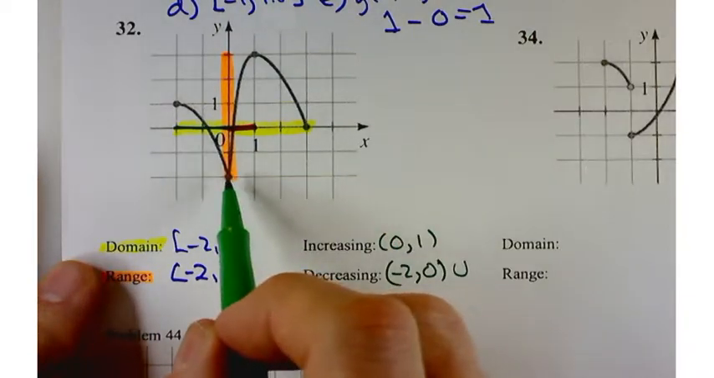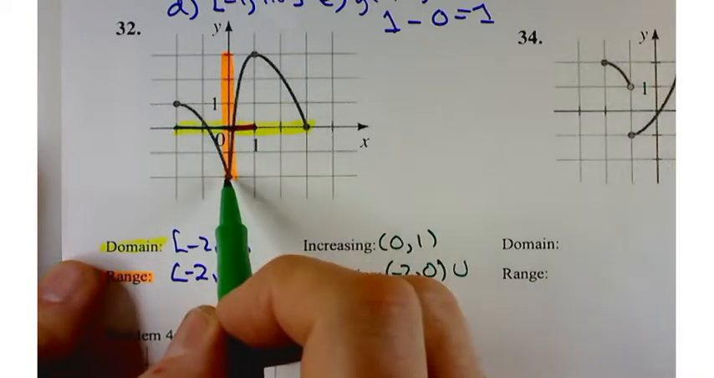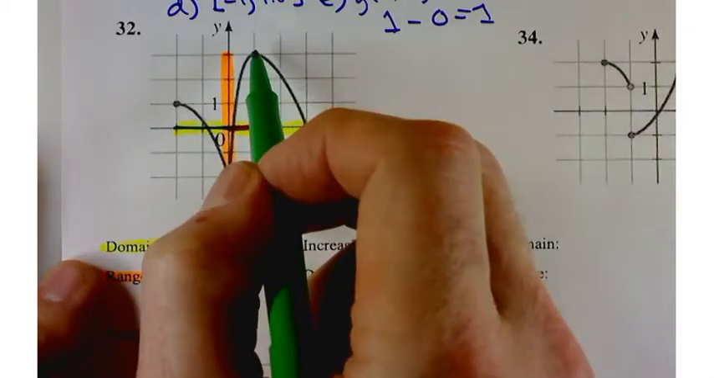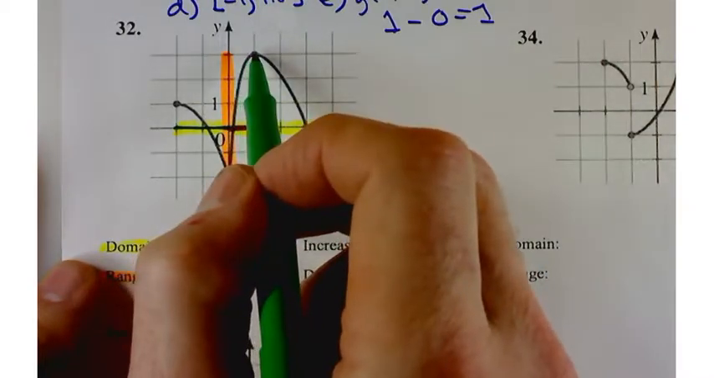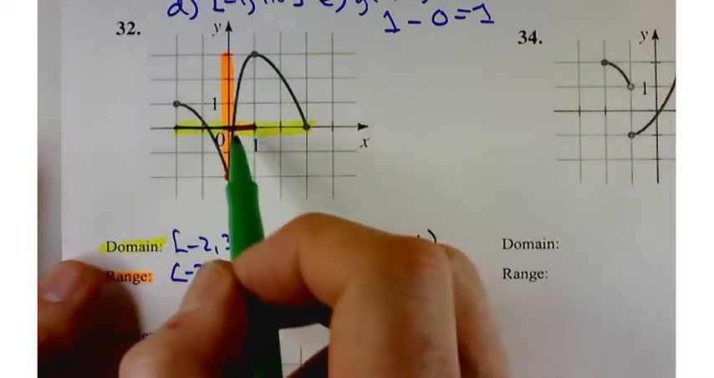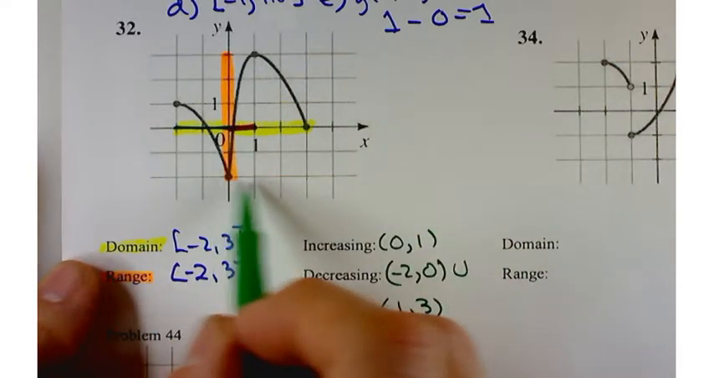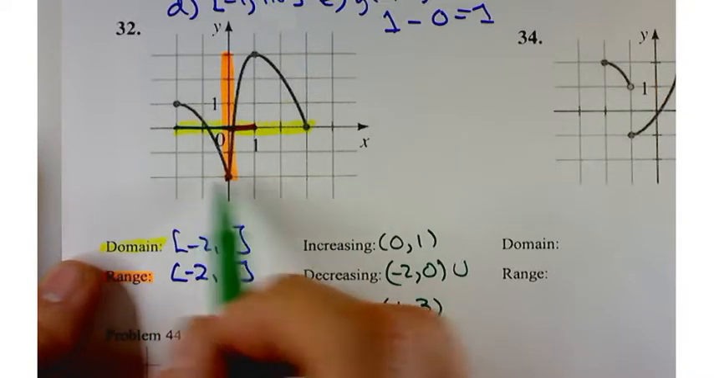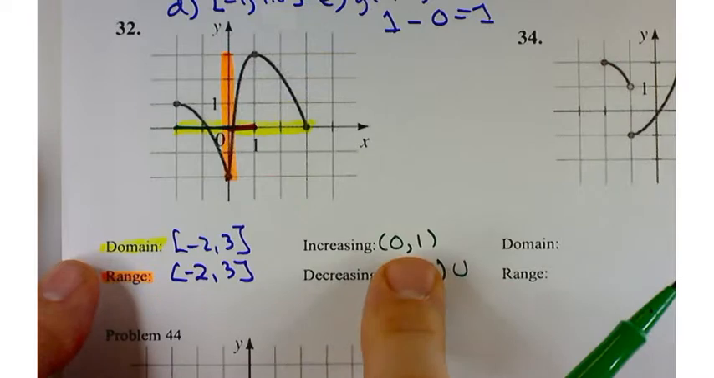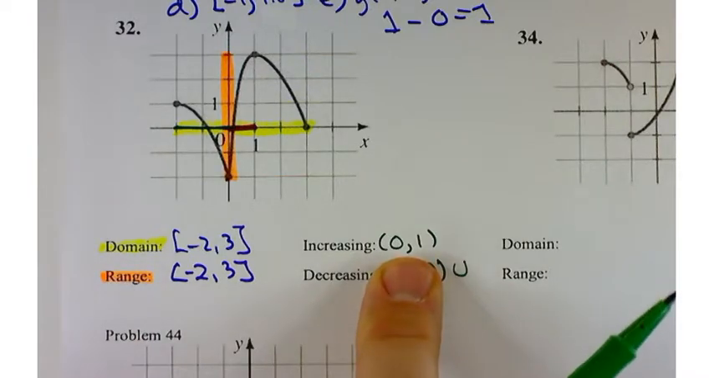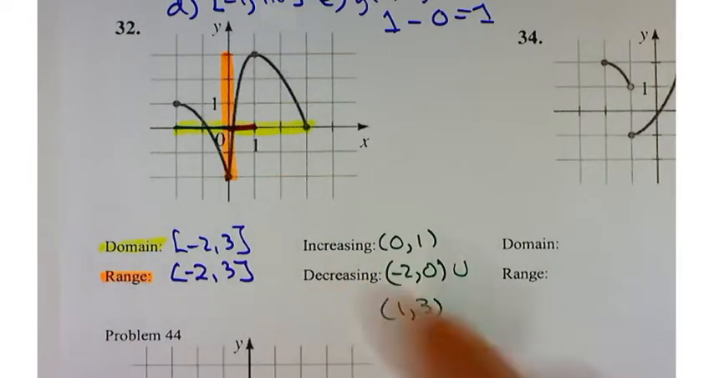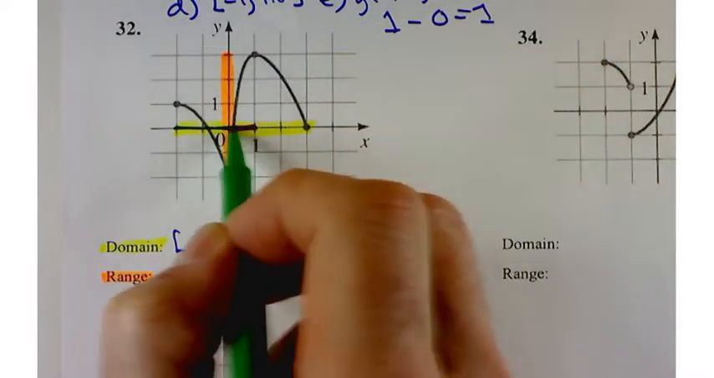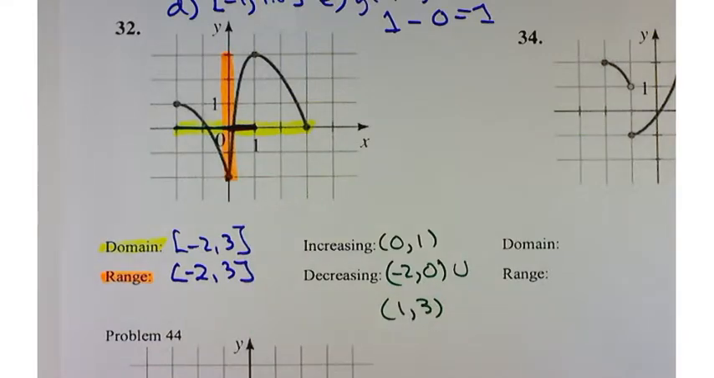What's happening next? After I get to 0, what happens to the function, Dwayne? It goes up. And it goes up until I get to this point, right? That's where it tops out. So in this interval from 0 to 1, that's where the function's increasing. And that's what you talk about when you're discussing increasing and decreasing, the x values. So for x equals 0 to x equals 1, in that interval right here, that's where your function is increasing.